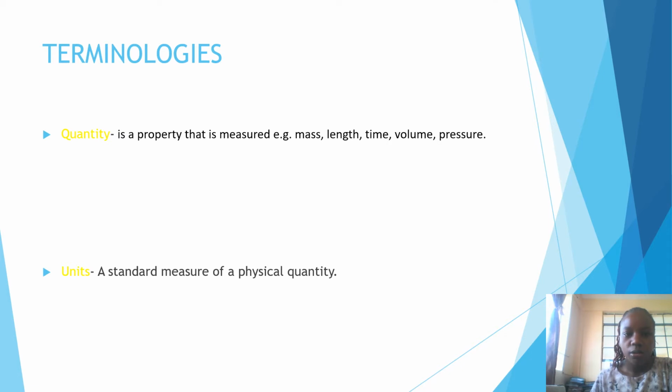Terminologies. We have the first one, quantity. Quantity is a property that is measured, or it is a parameter that is measurable, something which is quantifiable. For example, we have mass, length, time, volume, pressure, and others. Another one is units, whereby a unit is a standard measure of a physical quantity.